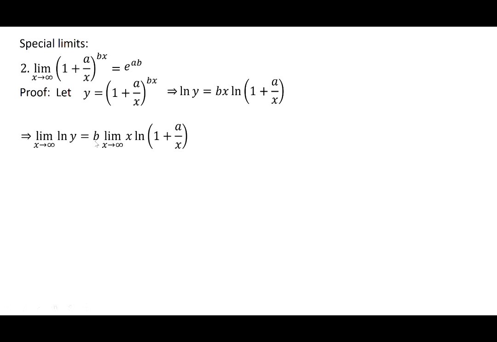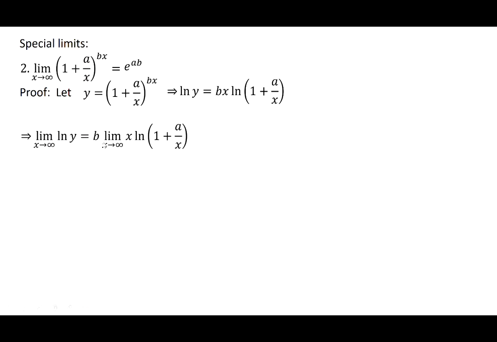Okay, am I allowed to yank this b outside of the limit like that? Yeah, a constant multiple can be pulled outside of a limit. What do I mean by constant multiple? Some constant is multiplying a quantity. B in this case is the constant that is multiplying the remaining quantity, x natural log of blah blah. So that b can be pulled outside of the limit.